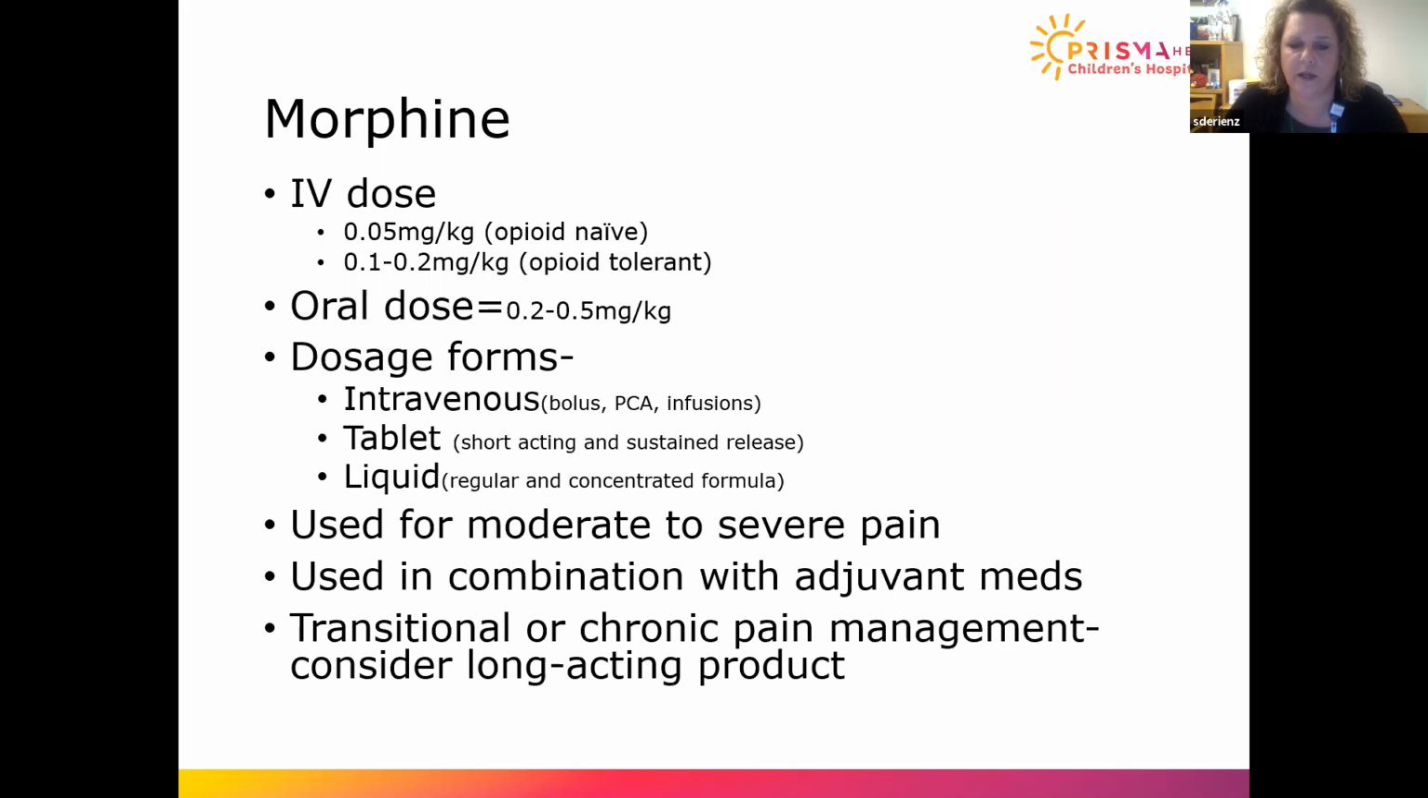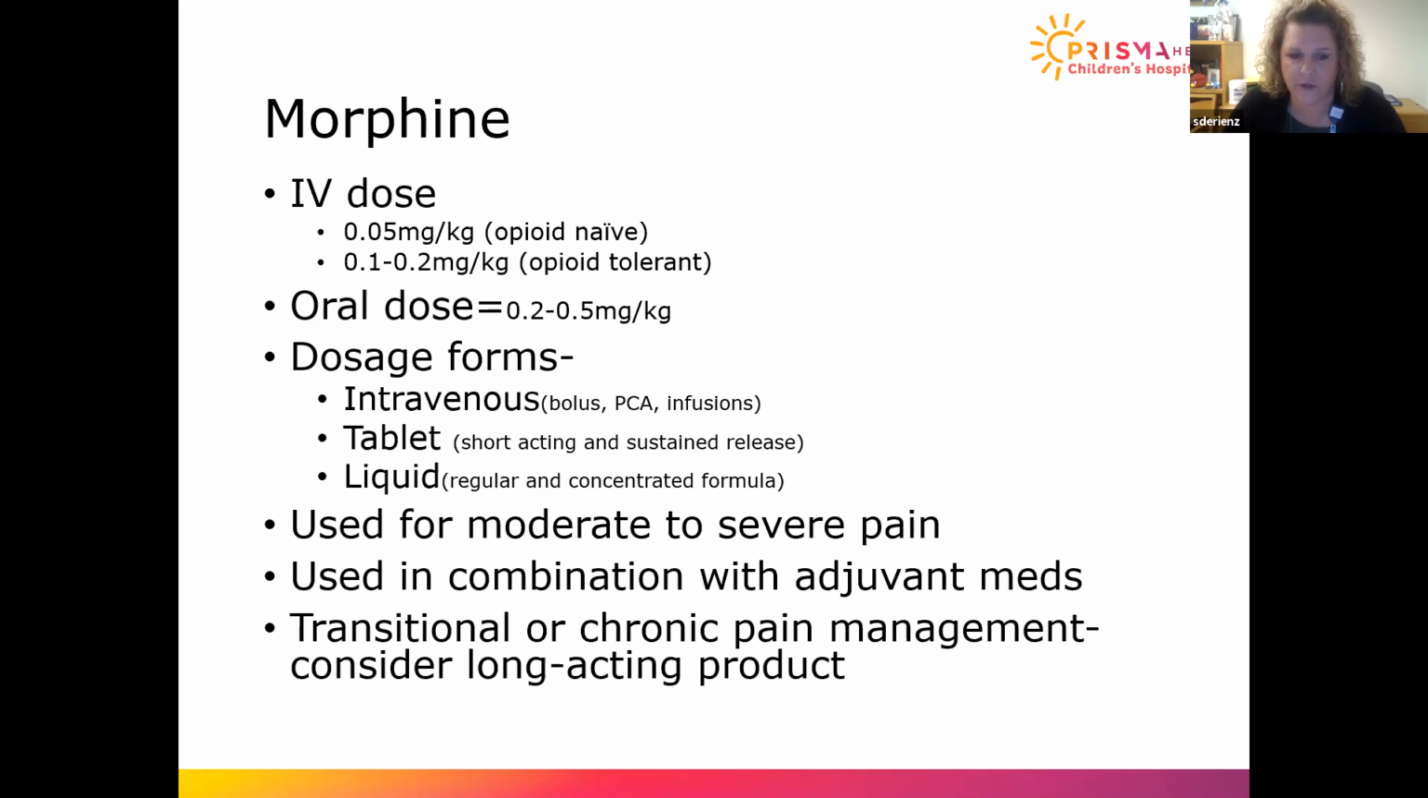But that's not something you would see on the floor unless it was a unique situation, like a hospice situation. The tablets come in either short acting or sustained release. And so there's a variety of different tablet sizes. I didn't want to get into that because there are a lot of different ones, and we may not have all those options in the hospital.